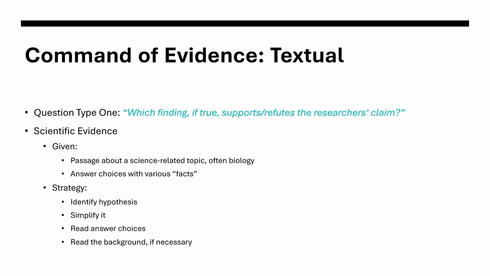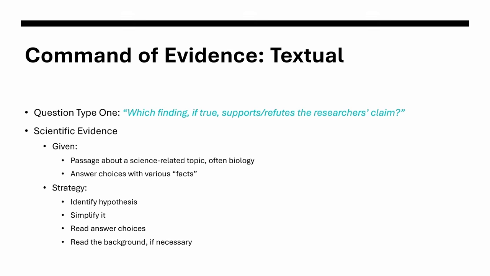The first question is called command of evidence, and there's three types: textual scientific, textual literary, and quantitative. We're first going to focus on the scientific evidence question. It's going to look like this: which finding, if true, supports or refutes the researcher's claim? You're going to be given a passage about a science-related topic. It's often going to be biology. You will not need any sort of prior knowledge about biology or earth science or whatever they throw at you.